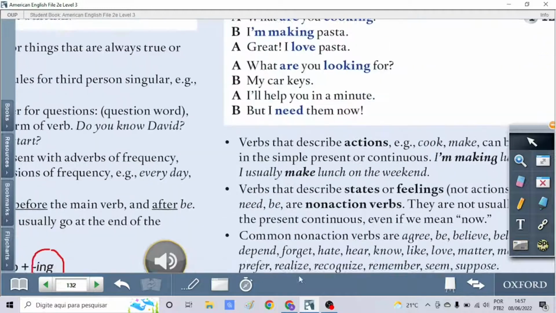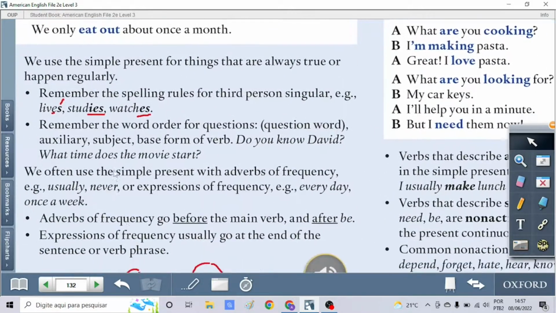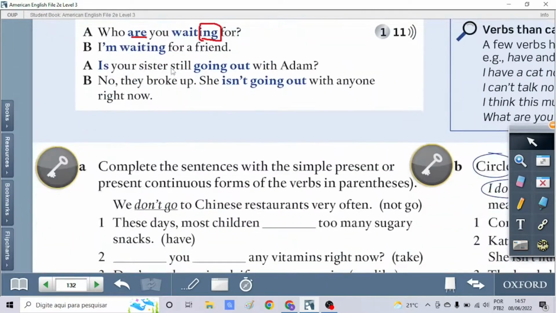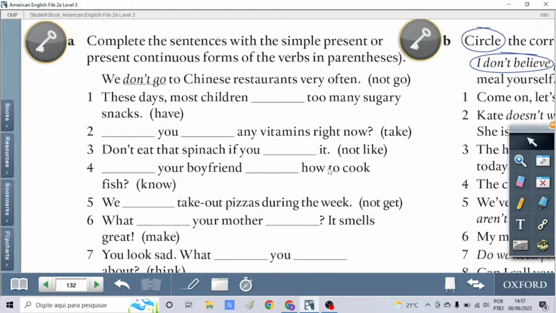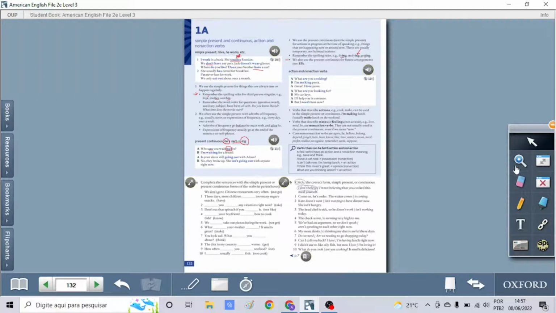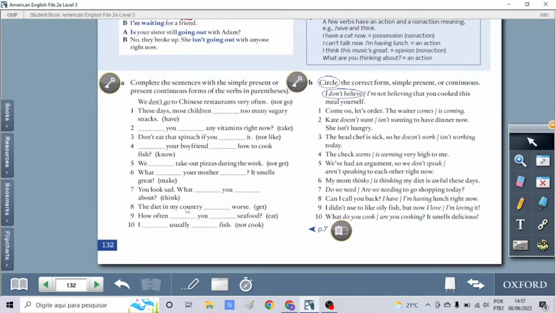Excellent. Now that we reviewed present continuous and simple present, let's do some exercises. Here, letter A. Complete the sentences with the simple present or present continuous forms of the verbs in parentheses. So you are going to take a look and then decide which one you think they are. So please pause the video now and answer the questions in letter A.